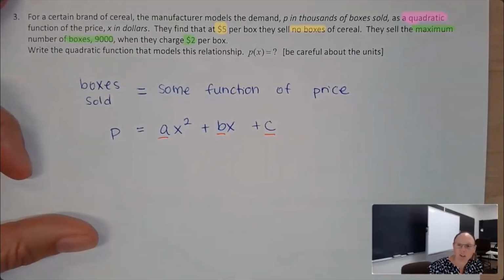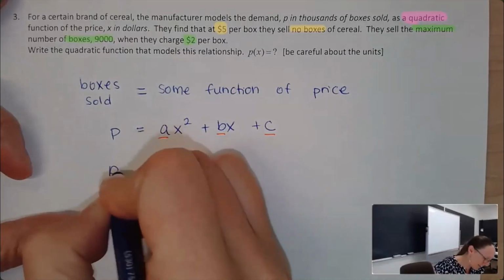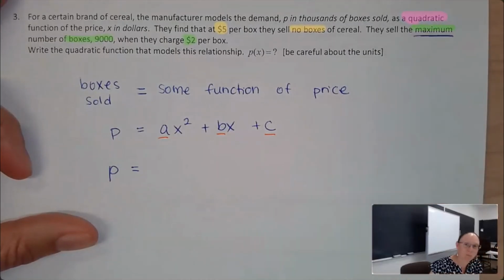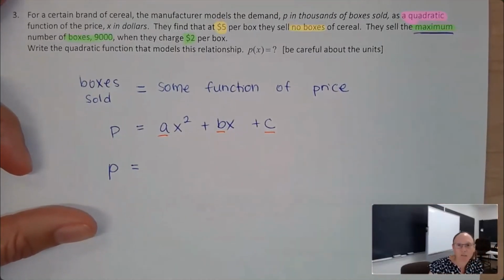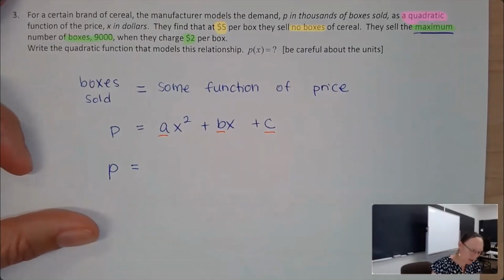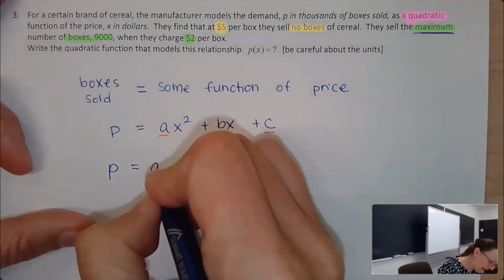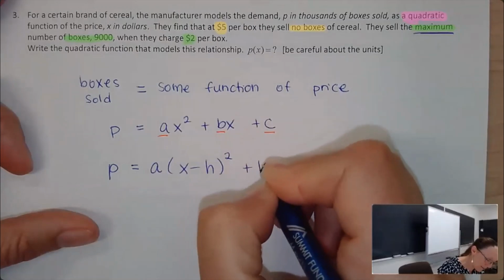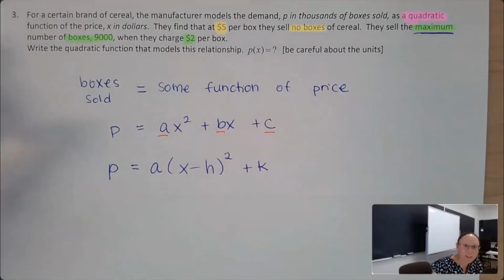charge $2 per box. So instead of thinking about this version of the quadratic, I'm going to take advantage of the fact that it says maximum to say, oh, well, I'm just going to go straight to the vertex form for the equation of the parabola. A is equal to x minus h whole thing squared plus k. Because we know what the vertex is.